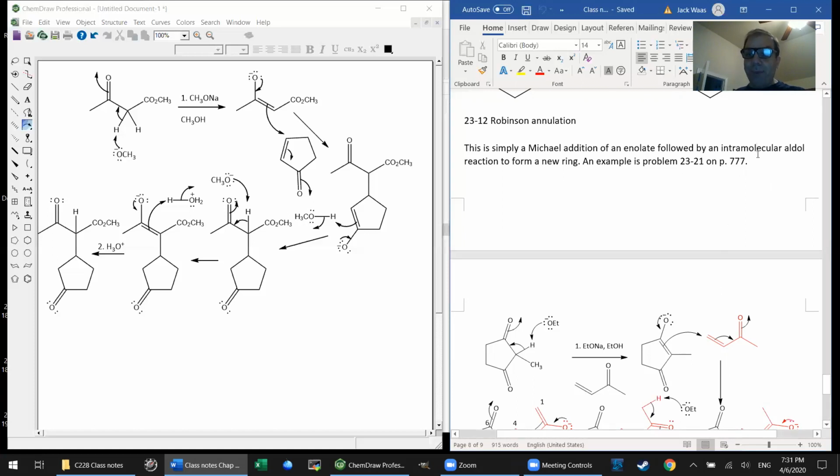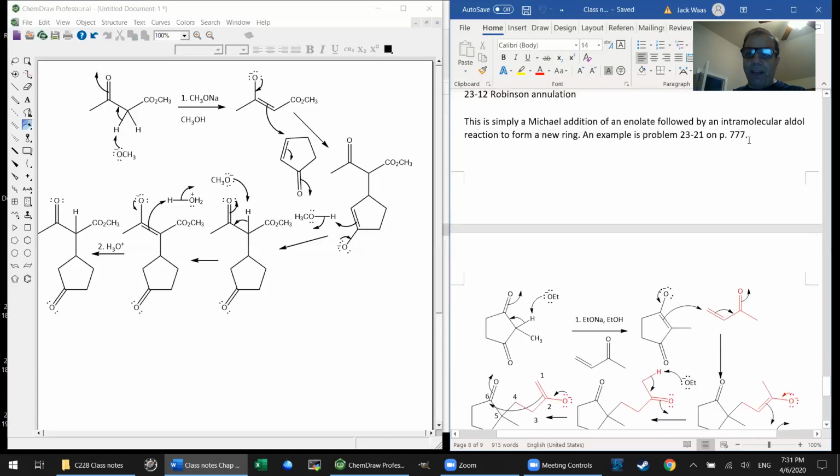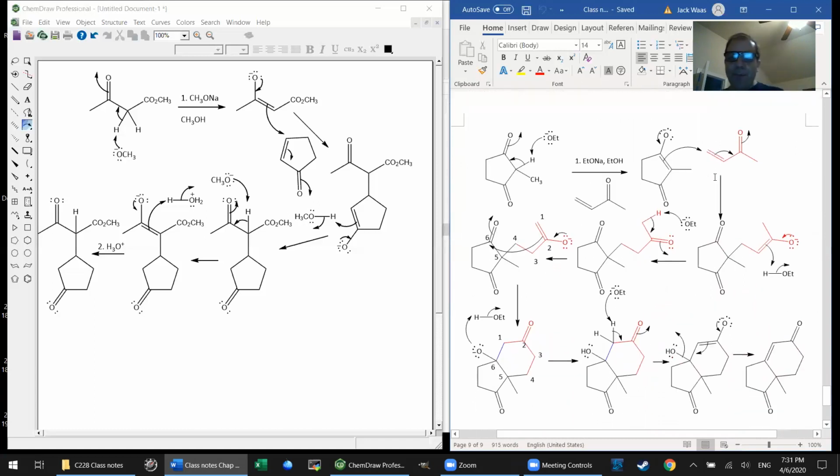So I gave an example of a problem that involves a Robinson annulation, which is just another Michael addition, in your textbook here. So in the setup of this reaction, we're going to take this compound, which by the way looks an awful lot like this one. You've again got an acidic proton that's between two carbonyls. And so sodium ethoxide is more than a strong enough base to pull that off. You could probably have even gotten away with something slightly weaker. And actually, we didn't even need to be careful with the choice of bases. This isn't an ester, so you don't even need to worry about scrambling esters.